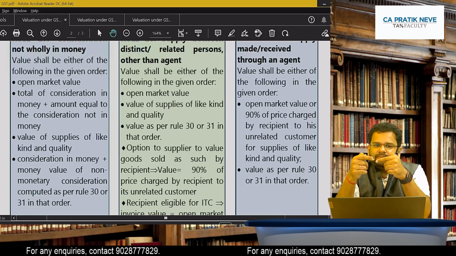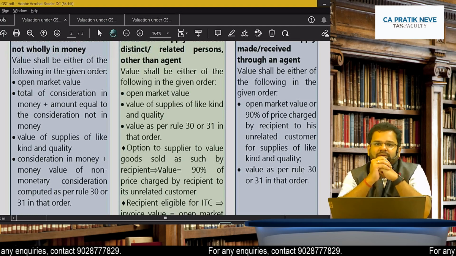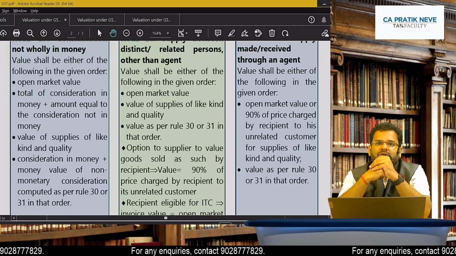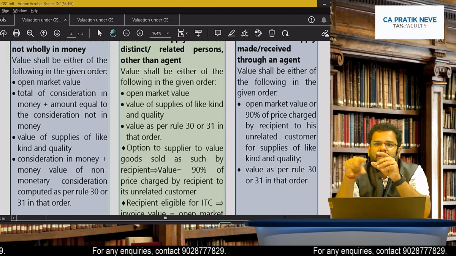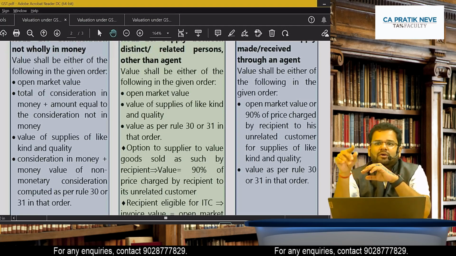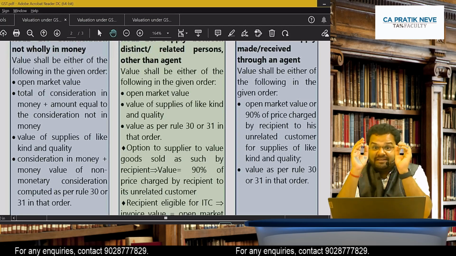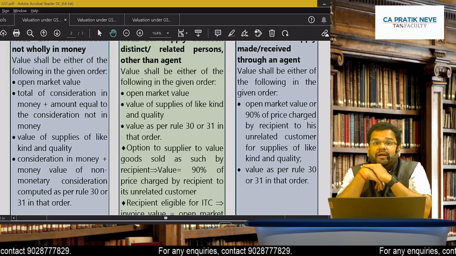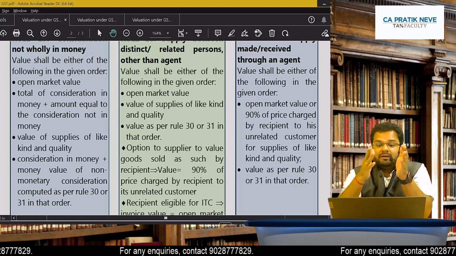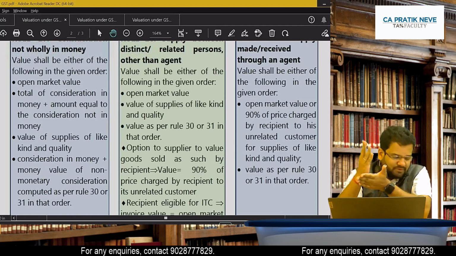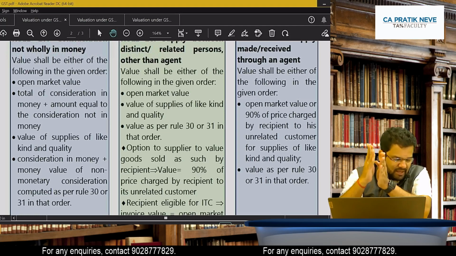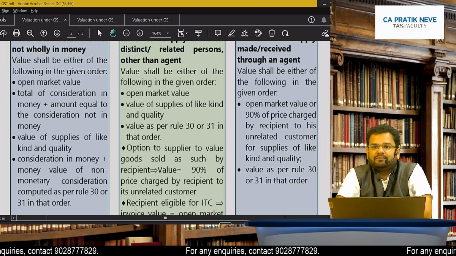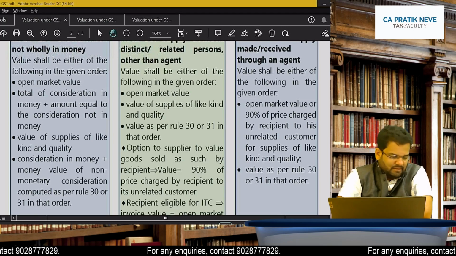So 1,18,000 is the price of goods including GST. 18% is GST. Then what will be the GST amount? So 1,18,000 is equal to 118. So 18 is how much? So 1,18,000 into 18 upon 118. So this is given in rule 35. Agreed? So whenever you are excluding GST, you can say that it is according to section 15 subsection 2 clause A read with rule 35. Did you understand? Yes.